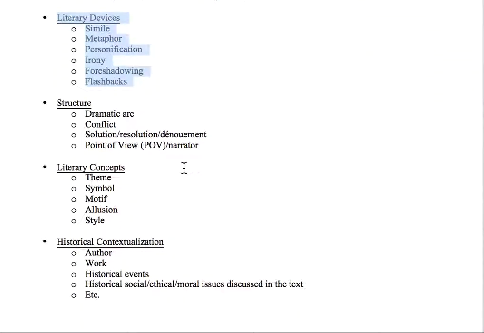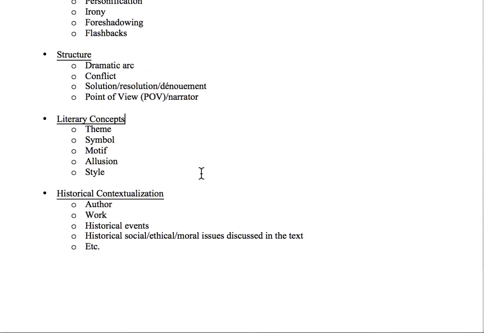Look at the structure. So what's the conflict here? Something like Jack London, the whole man versus nature conflict would be really interesting to explore. Look at the literary concept, themes, motifs, allusions. Look at historical contextualization. Look at the author, the work, the events surrounding the text.